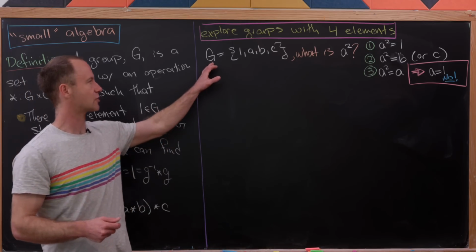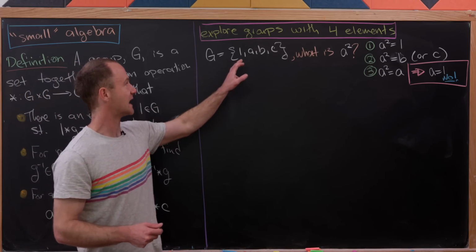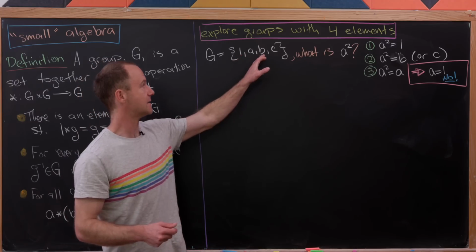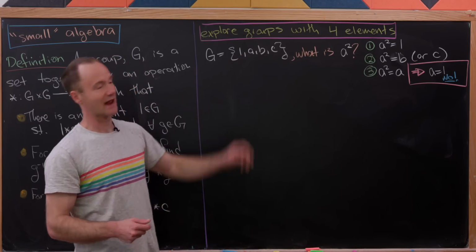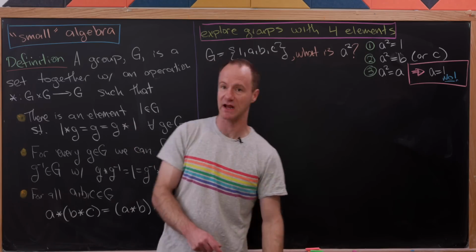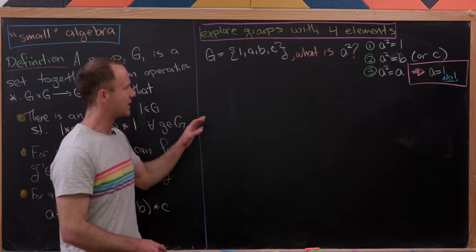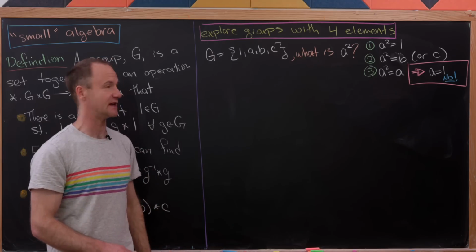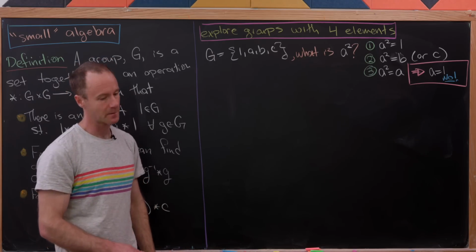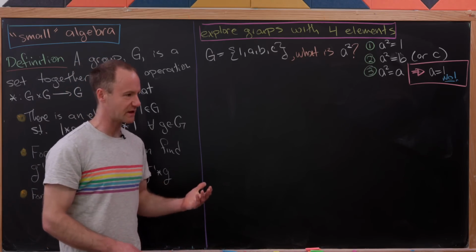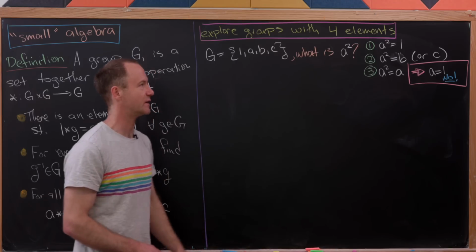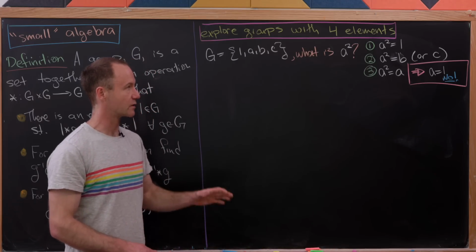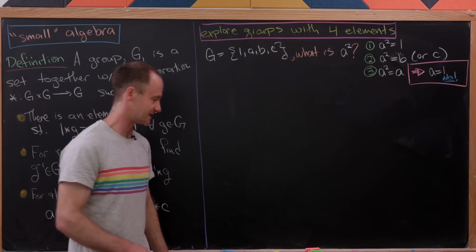Okay, so let's say our group G has the elements 1, A, B, and C. Well, it has to have 1 because it has to have an identity. And now we'd like to figure out what is the multiplication table between A, B, and C? Maybe the first thing we could ask is, what do we get when we square A? In other words, when we multiply A to itself.